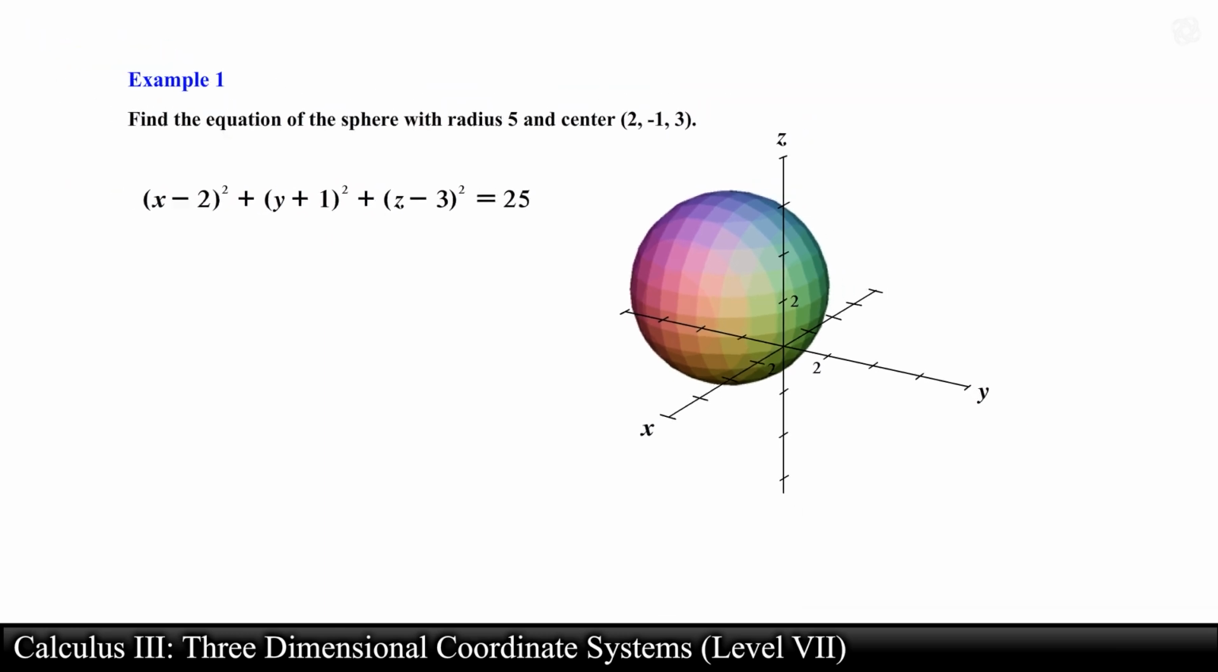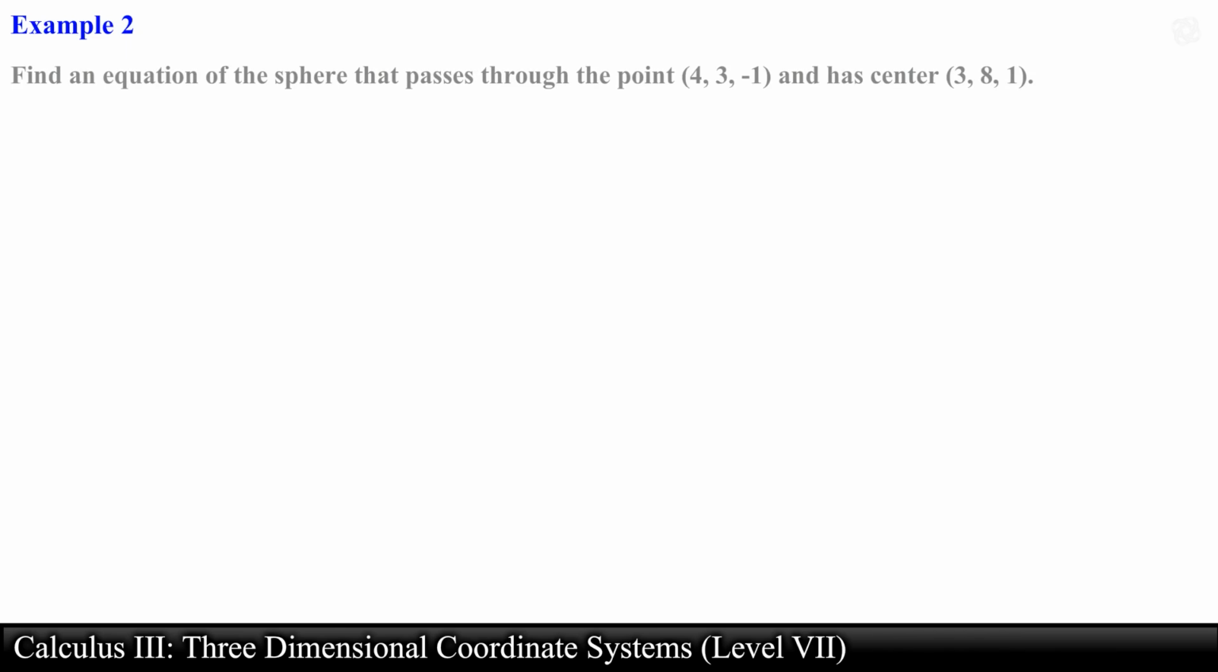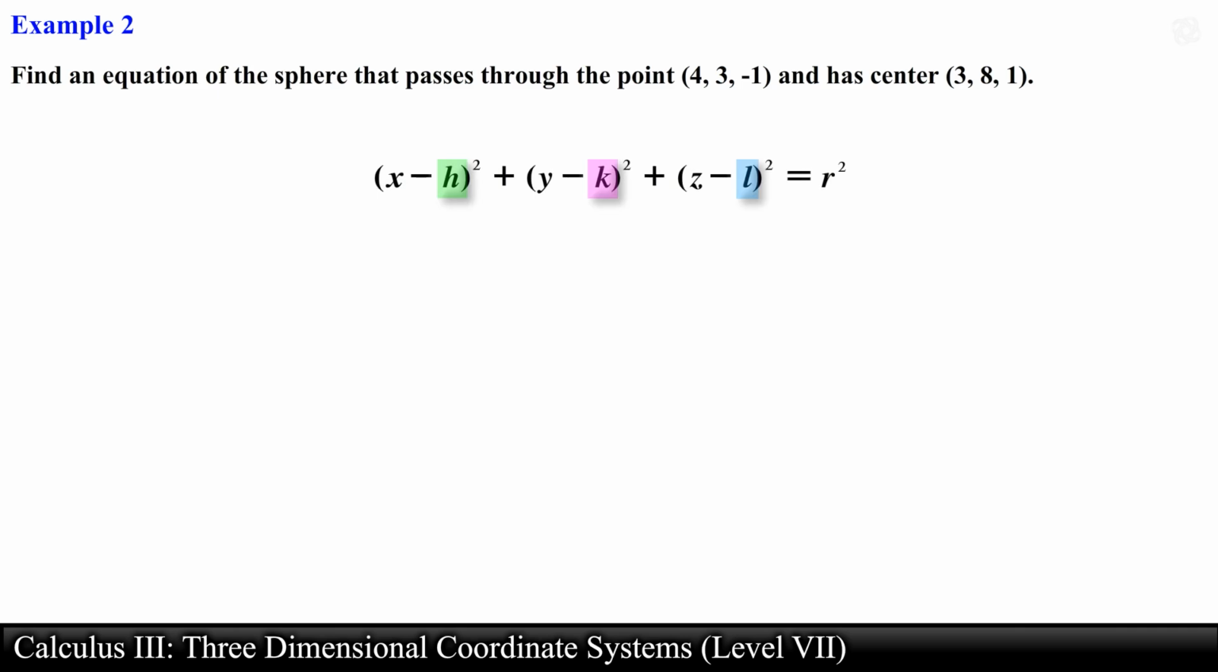Alright, let's try a more challenging problem. Let's go over a problem where the center and a point on the sphere are provided to us. Find an equation of the sphere that passes through the point 4, 3, -1 and has center 3, 8, 1. This problem is similar to the previous example. All we need to do is to find the center and radius of the sphere, and substitute the values for h, k, l, and the radius into the equation.